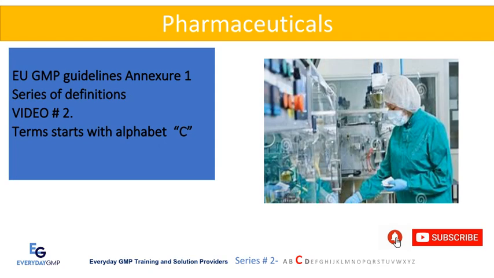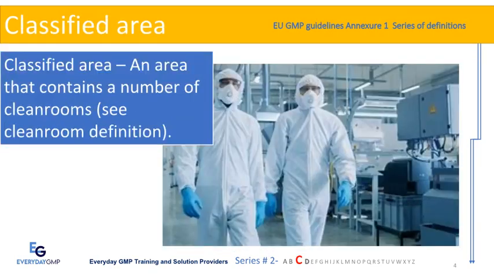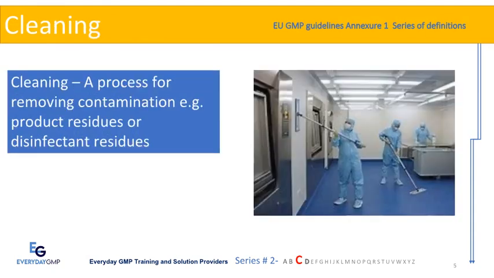So let's start. Campaign manufacture: a manufacture of a series of batches of the same product in sequence in a given period of time with strict adherence to established and validated control measures. Classified area: an area that contains a number of clean rooms. See clean room definition. Cleaning: a process for removing contamination, e.g. product residues or disinfectant residues.